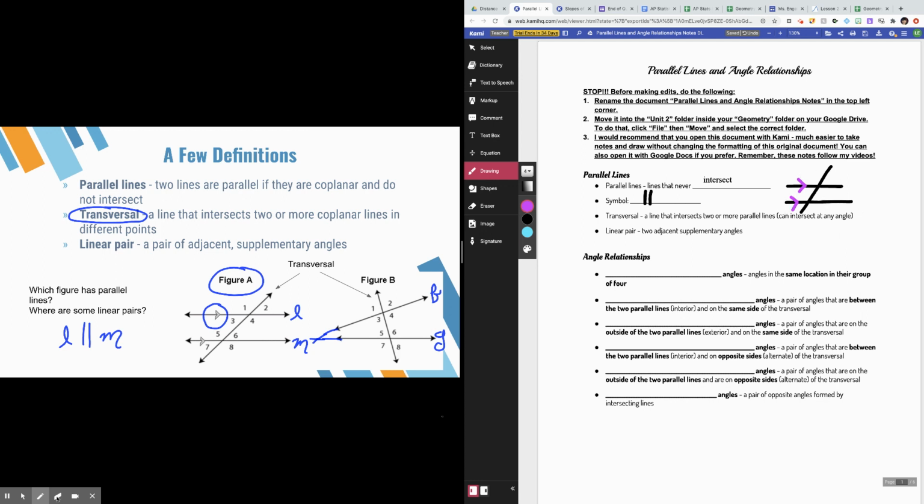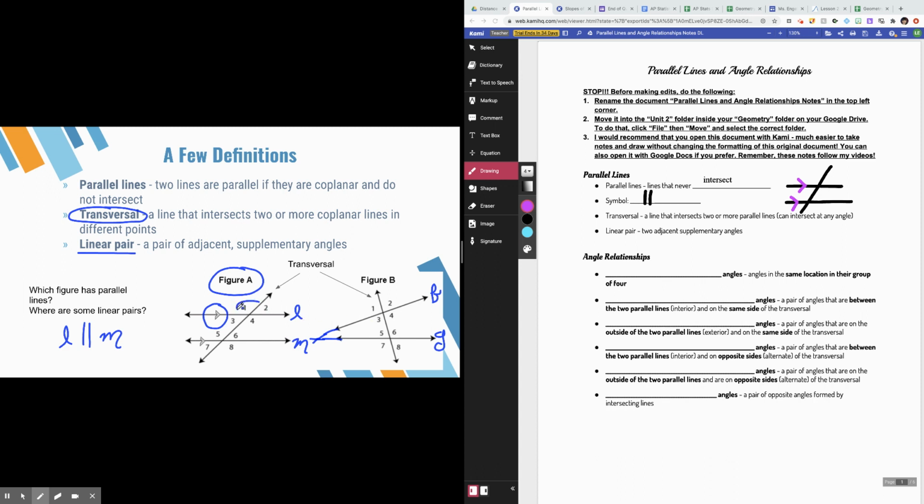Okay, and the last term that's going to be important for these angle relationships is linear pair, which we've talked about before, but I'm giving you an actual formal definition of it now, right? A linear pair is literally a pair of angles that makes a line. Linear pair, right? So it's two adjacent supplementary angles. So when you have two lines that intersect, you have tons of linear pairs, right?